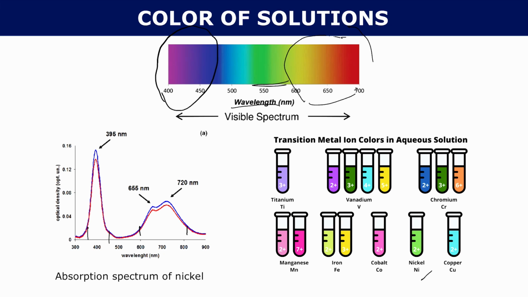So the reason that these transition metal ion solutions have certain colors is because the colors that you see are the ones that don't get absorbed. Every other color, the properties of the metal ion allows them to absorb those wavelengths of light. And that's it for colors of solution.